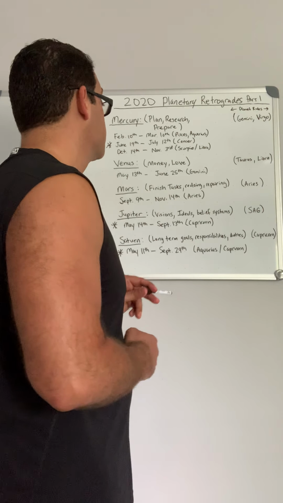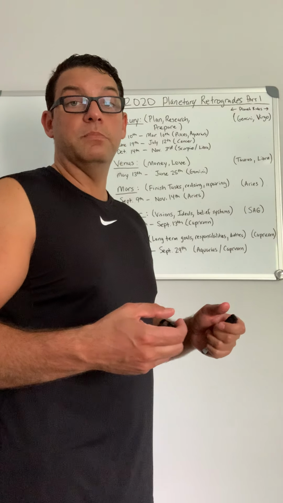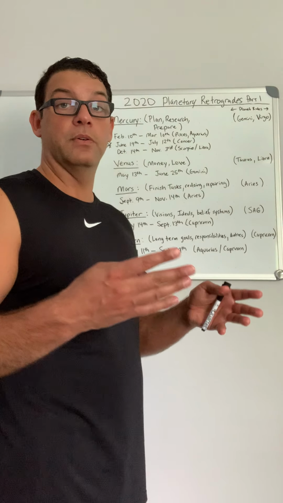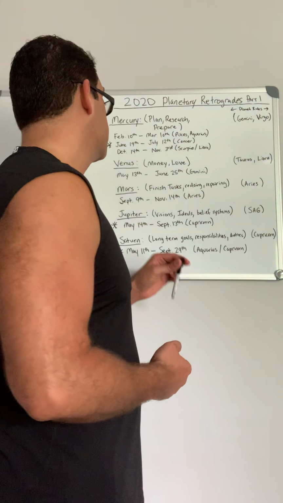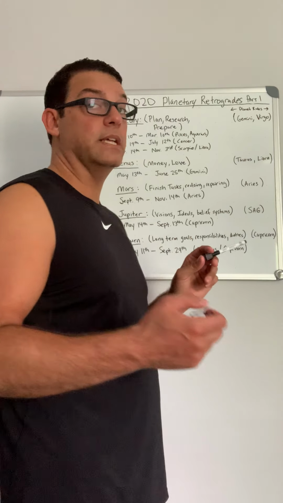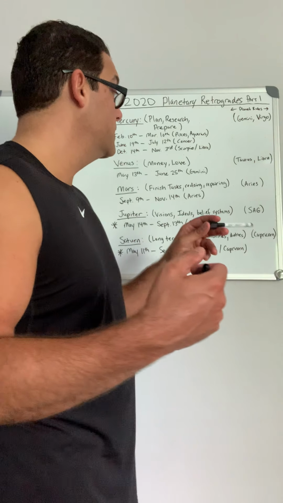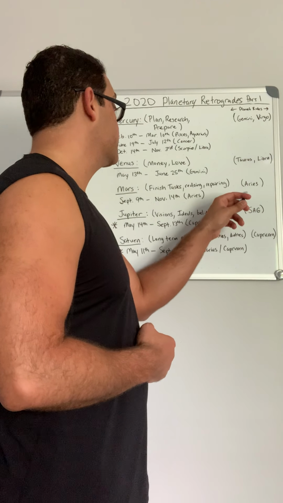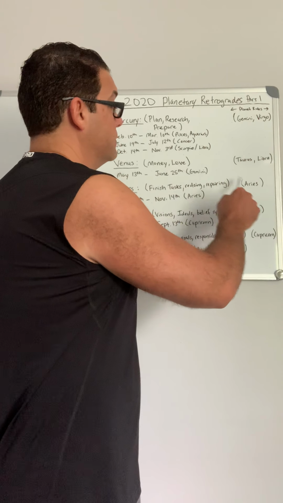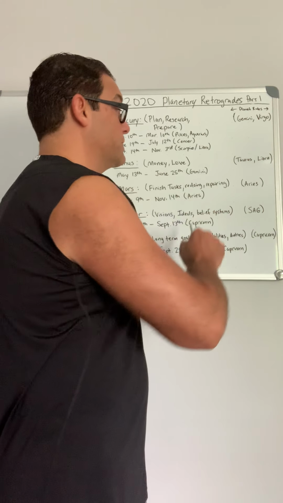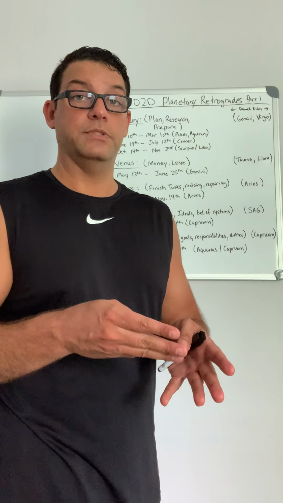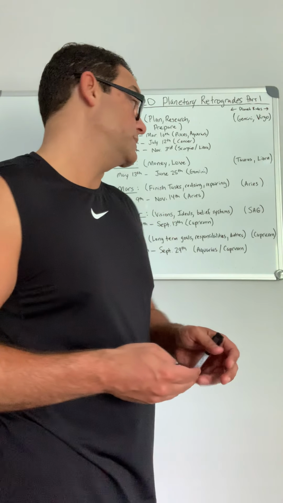Next planet is Mars. Mars's reflection point will be tasks that were left unfinished, redoing something, repairing something. So those things could come up. The dates that it's retrograding are from September the 9th through November the 14th, and it will be retrograding in the sign of Aries. Mars naturally rules Aries and is also retrograding in Aries, so that is going to be a really strong point of energy for that sun sign of Aries during this time.